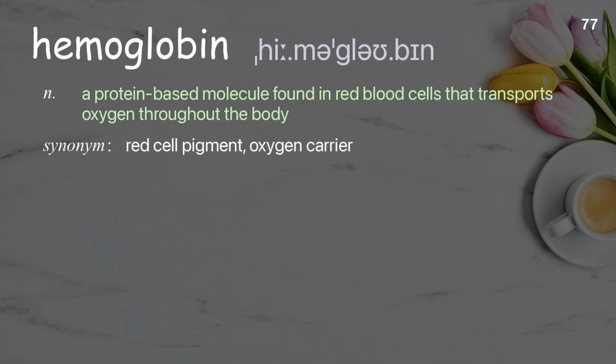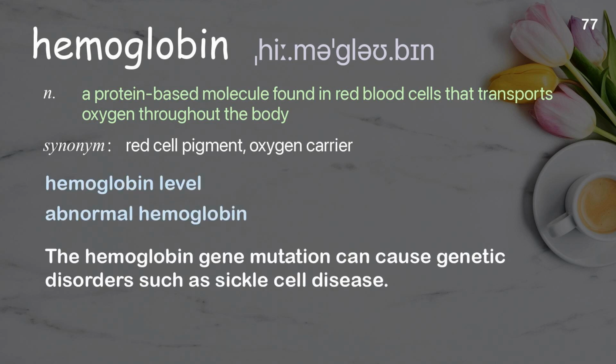Hemoglobin. A protein-based molecule found in red blood cells that transports oxygen throughout the body. Examples: Hemoglobin level. Abnormal hemoglobin. The hemoglobin gene mutation can cause genetic disorders such as sickle cell disease.